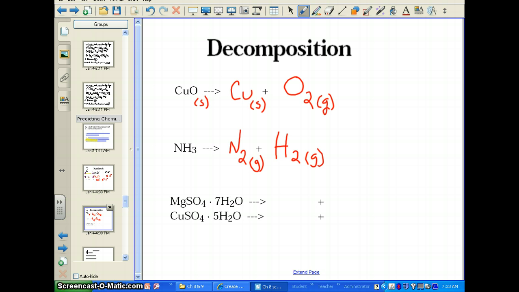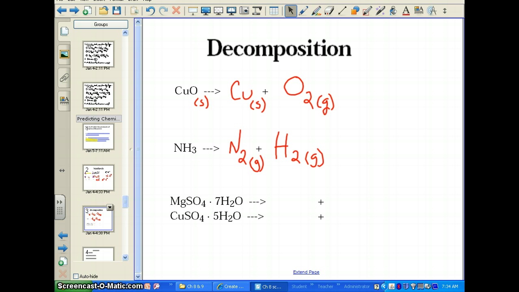Also diatomic, also a gas at room temperature. Now, the next one looks kind of tricky, but actually I'm giving it to you because it should look familiar. Remember your hydrate lab? It was entitled Decomposition of a Hydrate. With a hydrate, you have two compounds that are stuck together. Remember how we talked about stuck like glue?